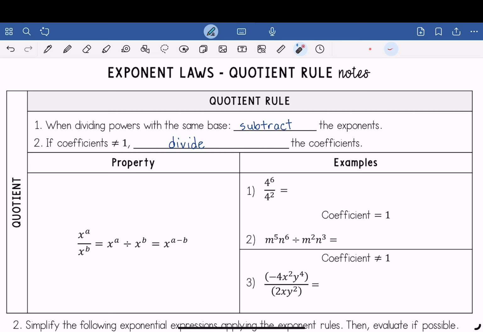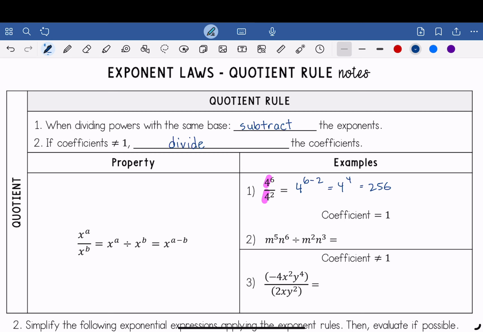So let's look at example 1 here. 4 to the power of 6 divided by 4 to the power of 2. The base is the same. So 4 and 4. So we're going to rewrite it. Simplify the expression as 4 to the power of 6 minus 2, which is equal to 4 to the power of 4, which is equal to 256 if you're asked to evaluate it as well.